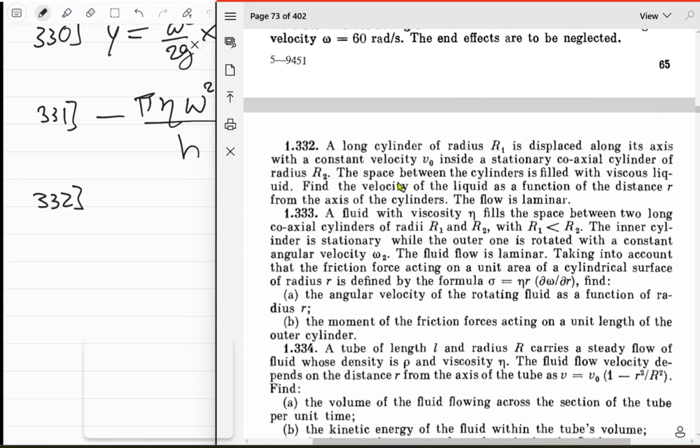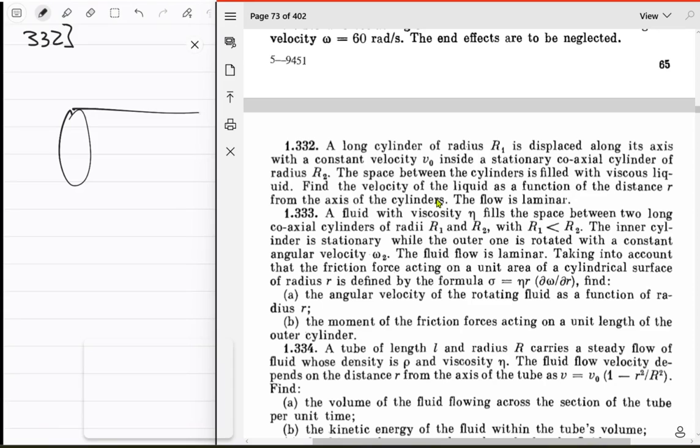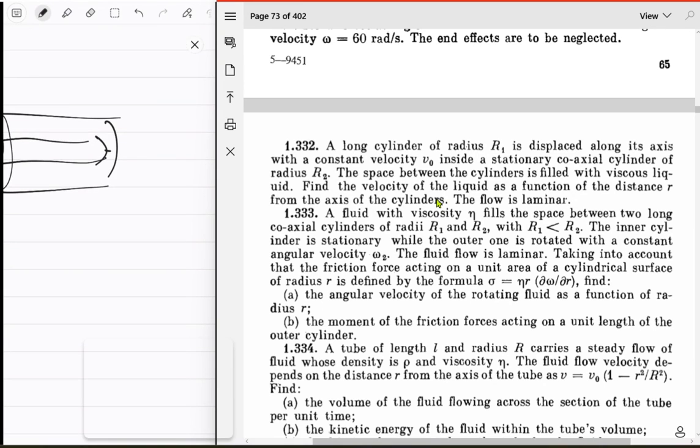Okay. A long cylinder of radius r is displaced along its axis with a constant velocity inside a stationary coaxial cylinder of radius r2. Displaced along its axis? What do you mean? Constant velocity. Oh, okay. I think I get what's going on. So this is the bigger cylinder. You have a smaller cylinder over here, and this is being pulled basically, right? The space between the cylinders is filled with viscous liquid. Find the viscosity of the liquid as a function of radius r.